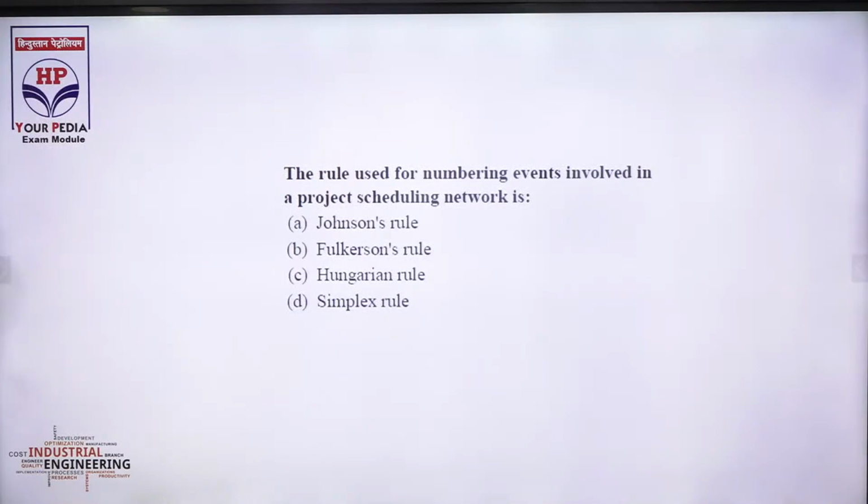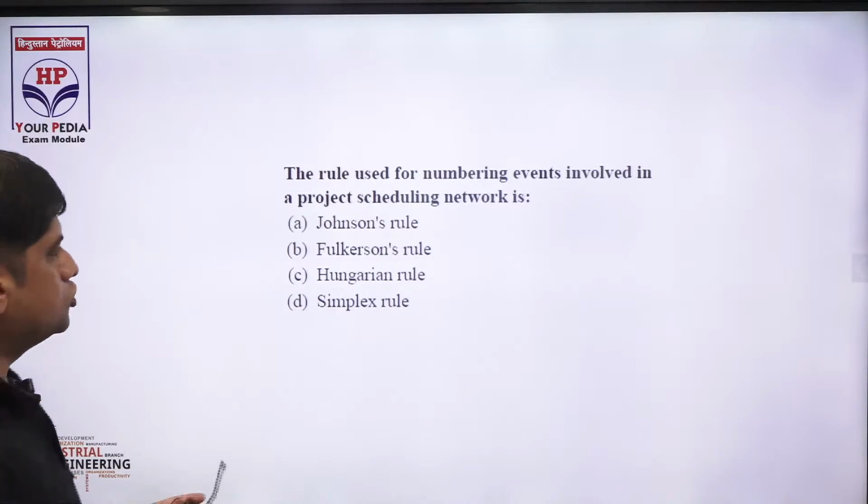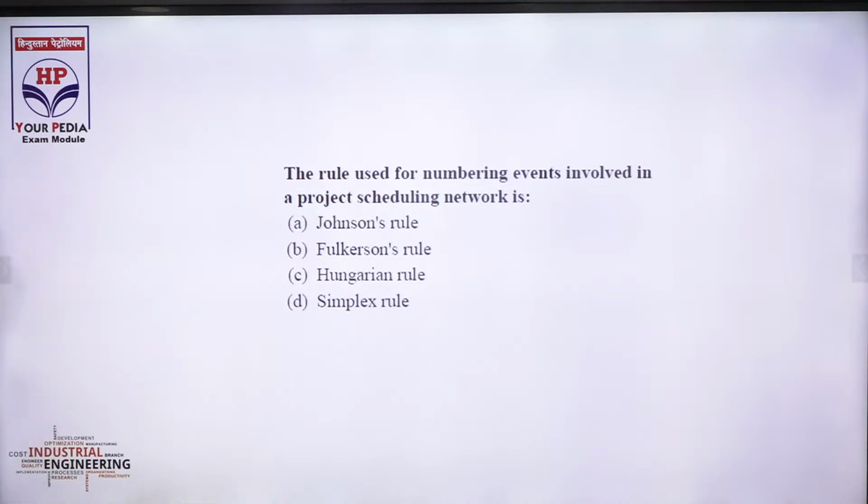Which rule do you use to number the events in a project scheduling network? You're talking about PERT and CPM. Which rule do you use to number the events involved in a project scheduling network? Johnson rule, Fulkerson rule, Hungarian rule, simplex rule. Which rule do you use?